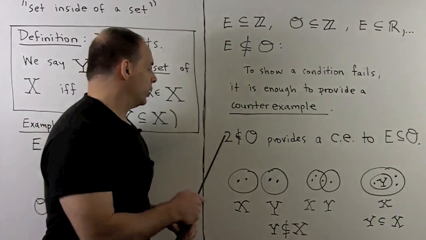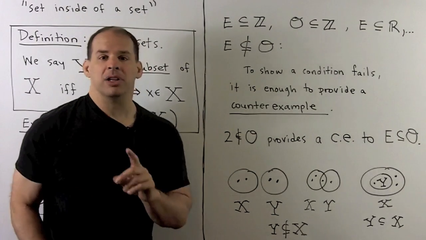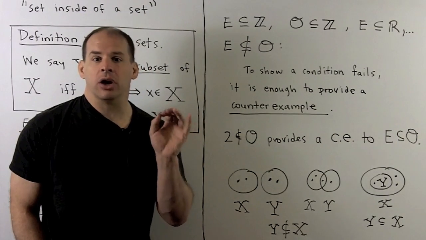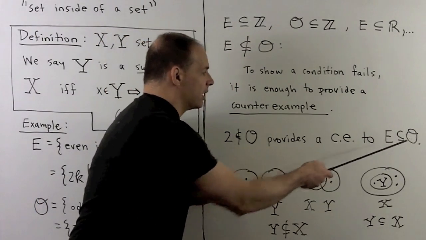The counterexample that I'll use is 2. So 2 is an even integer, it's in E, but 2 is not an odd integer, so it's not in O. So that's going to be my counterexample to the statement that E is a subset of O.